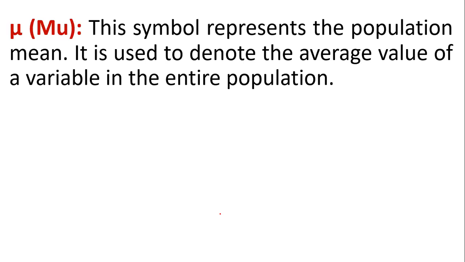And the first one I'm going to look at is mu. Mu, written as u, but it's not you. The one we are having here is pronounced as mu. This symbol represents the population mean. It is used to denote the average value of the variable in the entire population. So when you are dealing with a sample, don't use mu. But if you are dealing with the entire population, use the symbol mu to denote the mean of that population.